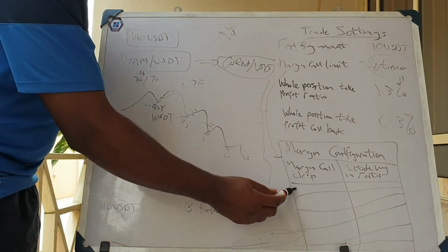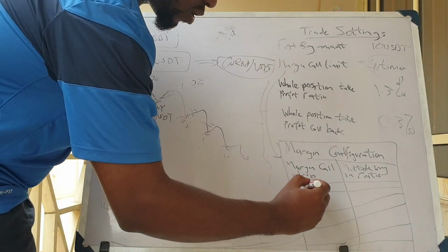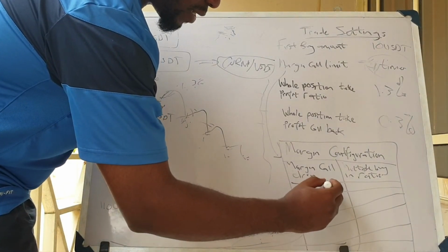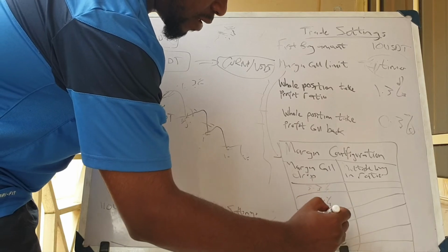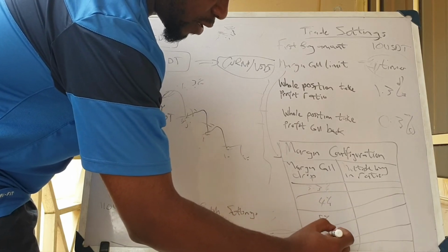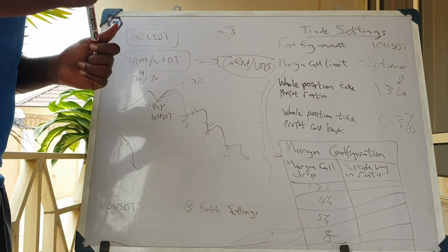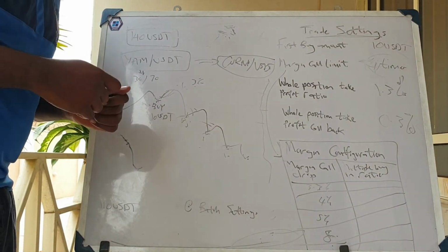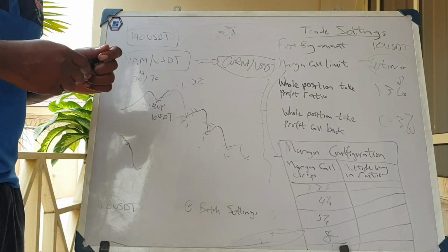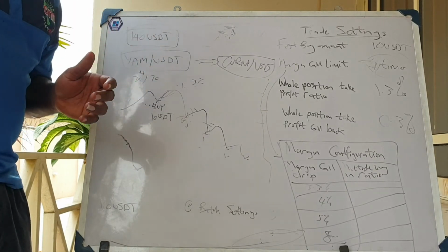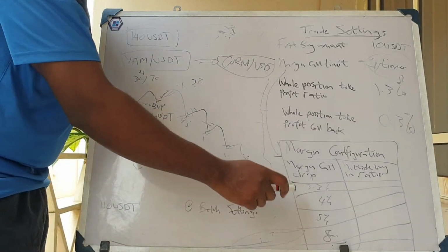That will give you some fractions here. I think the first one is 3.3%, then 4%, 5%, and the rest of them up until 8 or so. But then I tried to tweak this myself. I used 10, but it didn't work. So stick to the default setting.